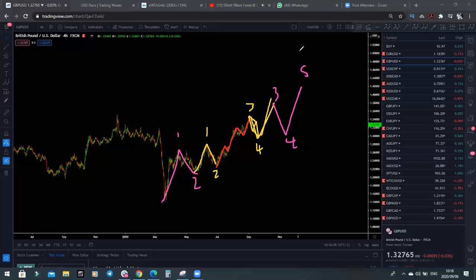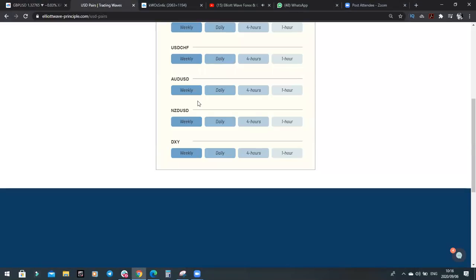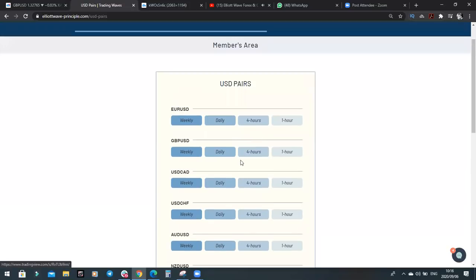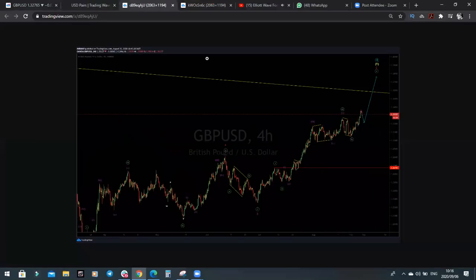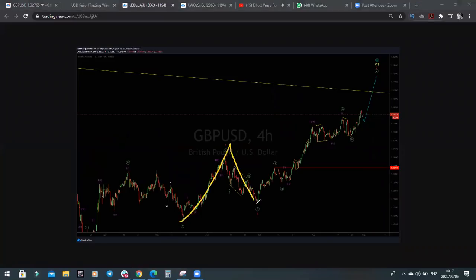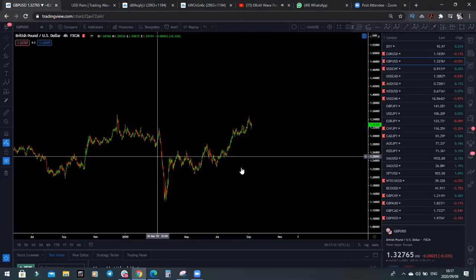So let's just show you the other view here on the website on pound US dollar. Same bias, except that this move overall is making an ABC. Unfortunately, you can't see the whole chart here. Instead of 1, 2, 3, 4, 5, this could be an ABC structure. We're still looking for that pullback. We're still looking for that upside. Okay, so that is pound US dollar. Let's have a look at more.